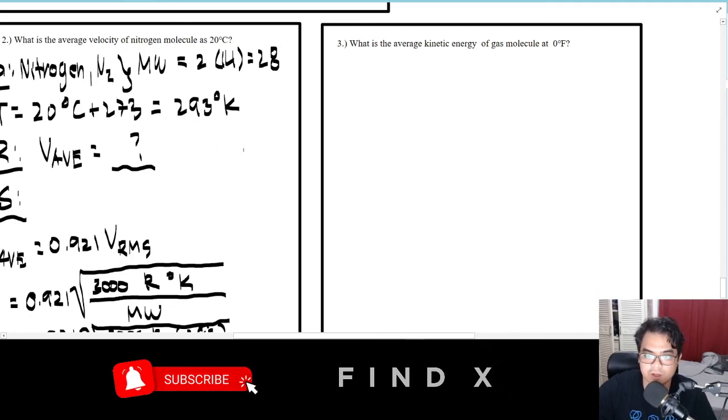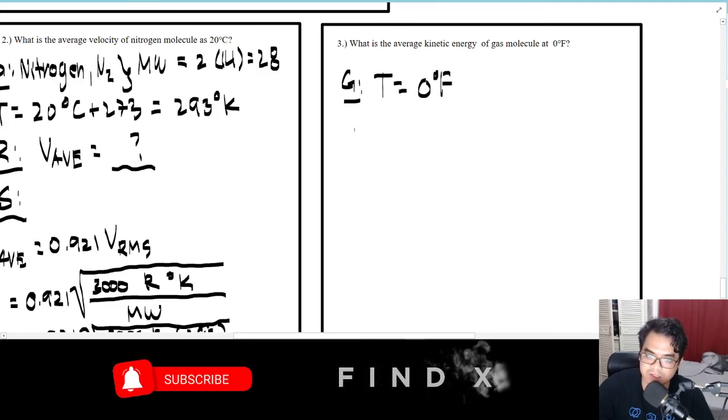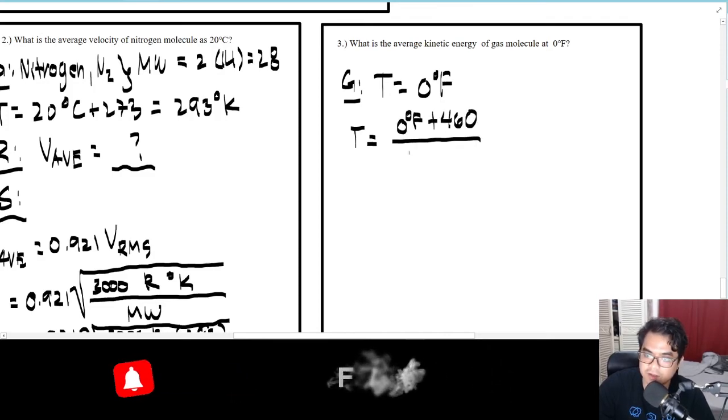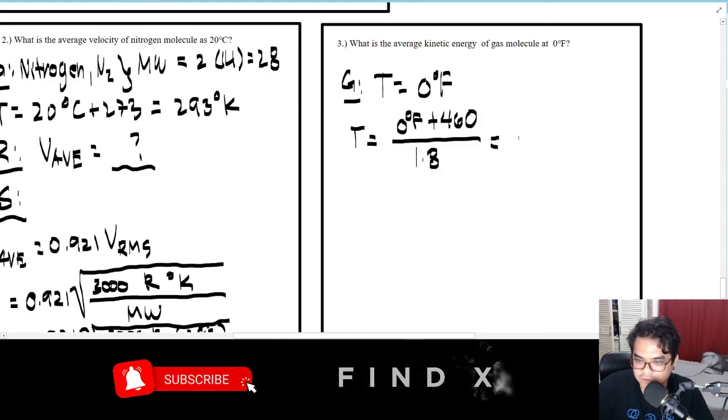Okay. So we have here given is just the temperature in 0 Fahrenheit. But this should be in Kelvin. So this is just equal to 0 Fahrenheit plus 460 to make it in Rankine, and then divide it to 1.8 to make it in Kelvin. So this is 256 Kelvin.